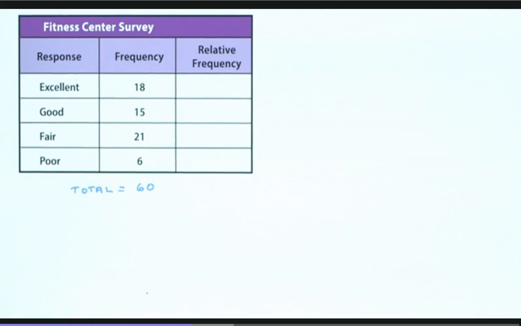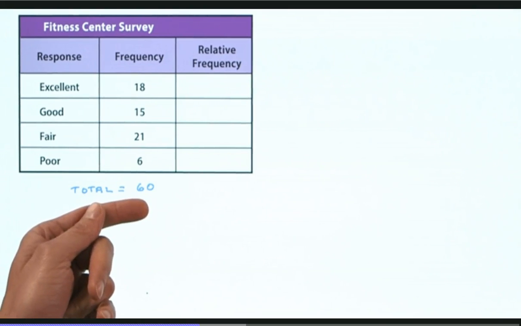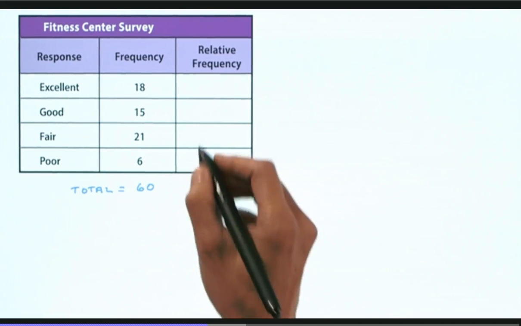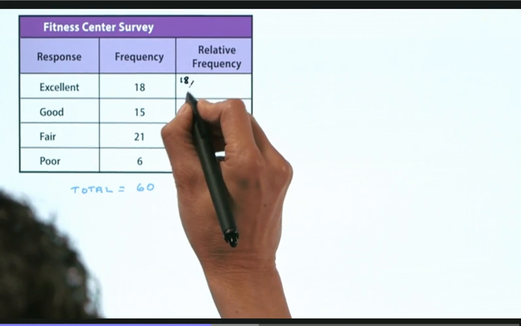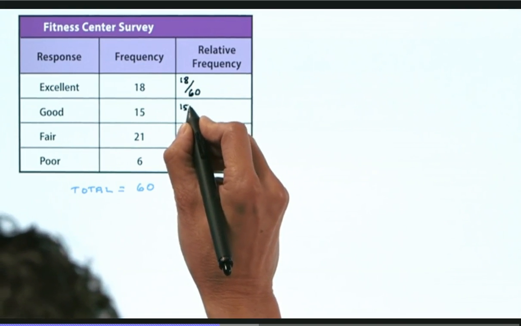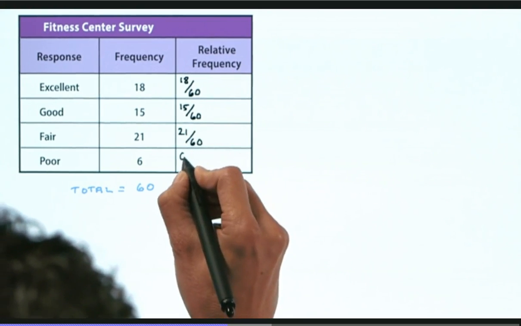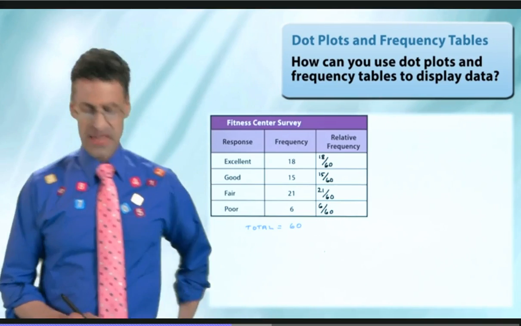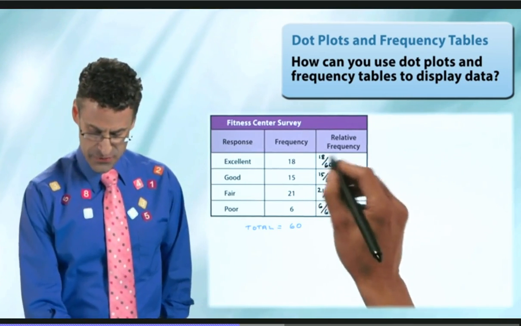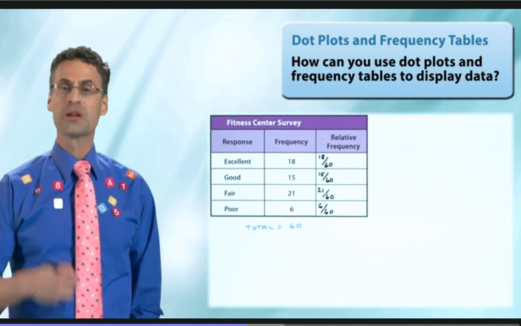So the relative frequency is going to be the ratio of the frequency to the total number. Again, like most ratios we've seen, part to a whole. And so for the first relative frequency, we see 18 over 60, or 18/60ths. And then for good, we see 15 to 60, and then 21 to 60, and then 6 to 60. Now, if we want to write these numbers as a percent, we know how to compute that. All we have to do is take this fraction and convert it to a decimal. And once we have a decimal, we can write it as a percent.